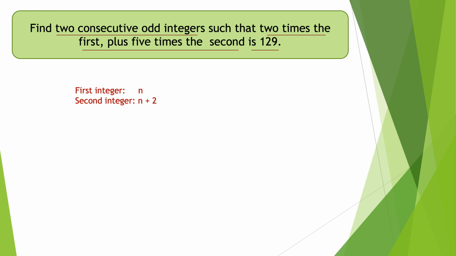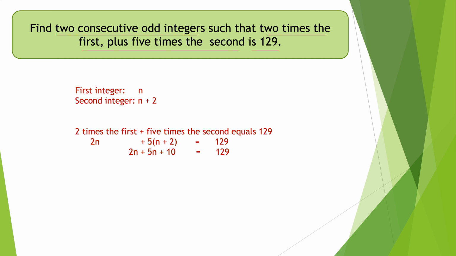All right, so I have everything important underlined, and I like to put that into a word phrase. 2 times the first plus 5 times the second equals 129. So I write 2 times the first as 2n, and 5 times the second as 5 parentheses, n plus 2. And we know that equals 129. I have to distribute for that parenthesis there. The 2n is going to remain. I didn't do anything with that.